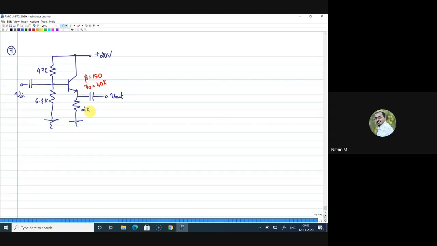The question is again: determine IB, IC, RE, Zin, Zout, and the voltage gain. These are the parameters to be evaluated.